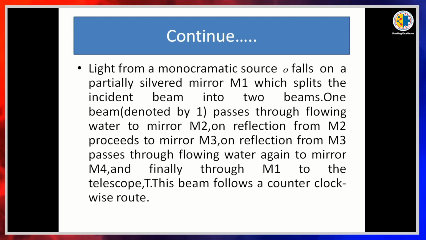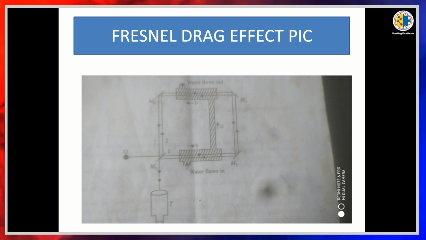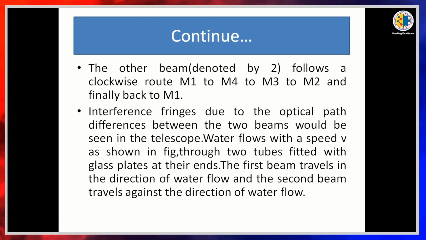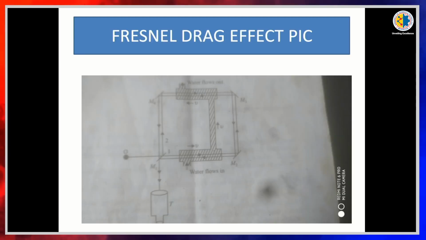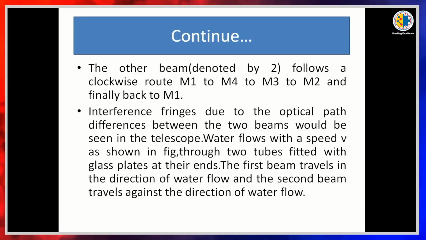Then this beam follows a counterclockwise route. So, this is the description written here. Again, the other beam, denoted by 2, goes in the anti-clockwise direction. It follows an anti-clockwise route, M1 to M4 to M3 to M2 and finally back to M1.